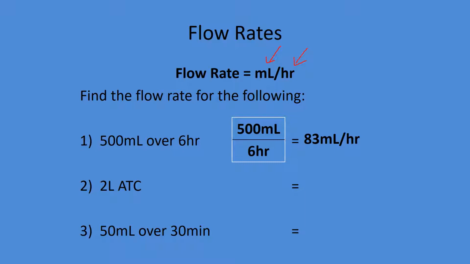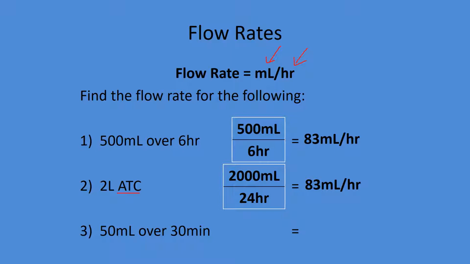2 liters ATC. So this is around the clock, a whole day. So we have 2 liters, which is 2,000 mLs, and around the clock is going to be 24 hours. 2,000 divided by 24, still 83 mLs per hour.